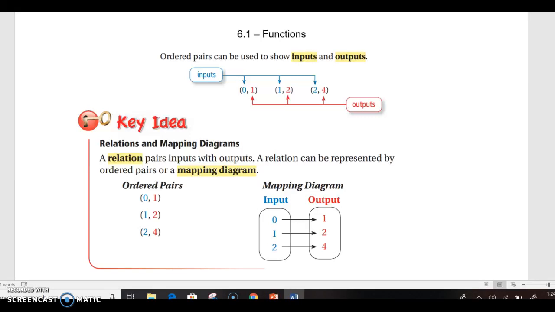Hi, pre-algebra students. This is the first lesson of chapter 6. So in 6.1, we're going to talk about functions. So what is a function? What are some different ways to represent a function?